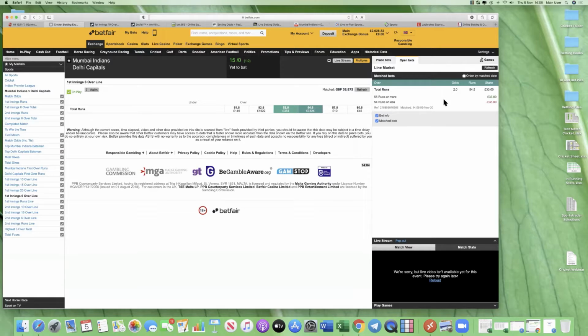And yeah, I'm risking £3 if I don't get it in between. But if it lands 55 to 57, I win £63.